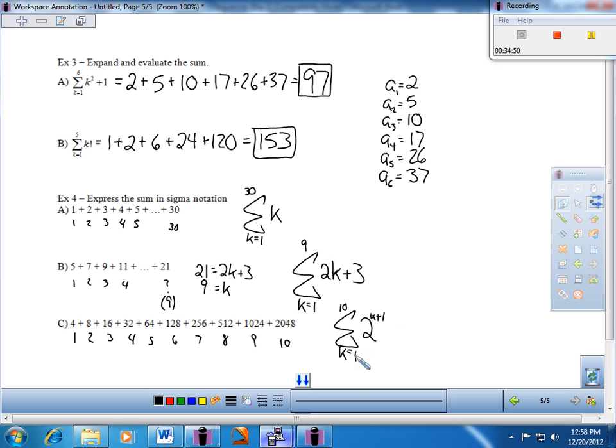Maybe you should have started at 2 and gone to 11. 2 to 11, and it just would have been 2 to the k. So again, it's kind of fascinating. You can represent this a variety of ways. Okay, so please get used to that sigma notation there. Sigma means sum, and as you can see, it's a beautiful, compact way to pull that off.